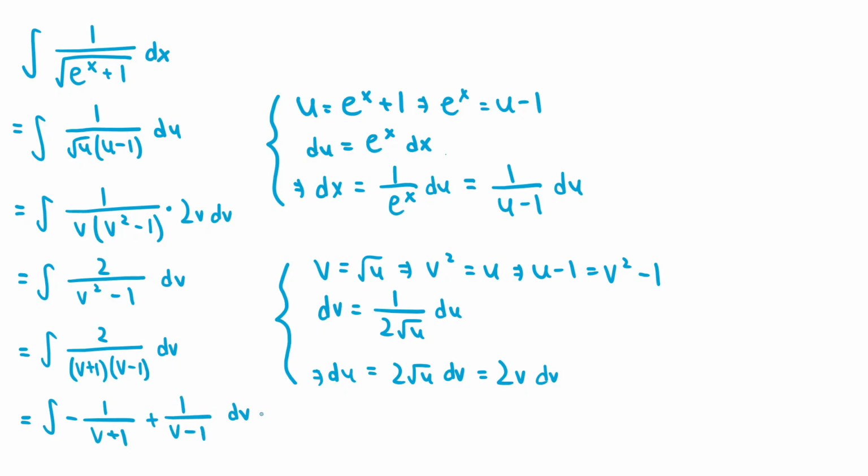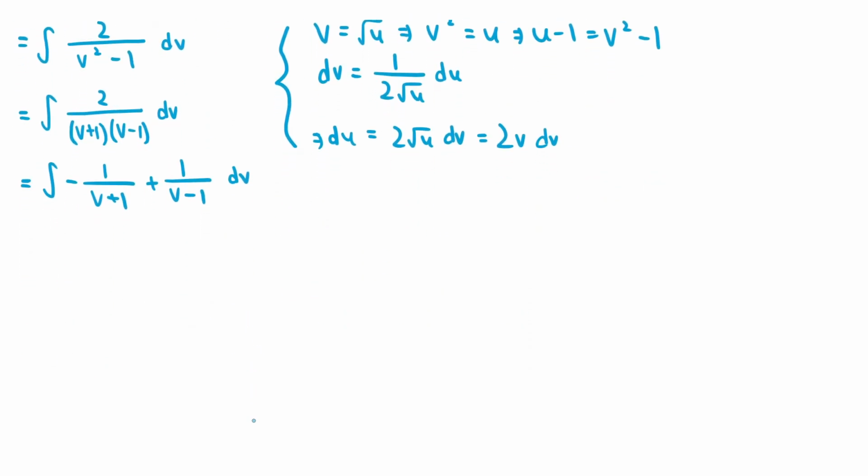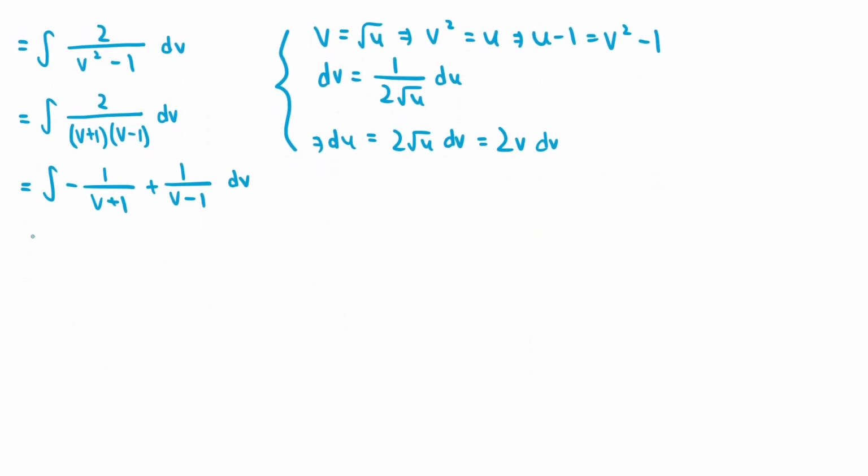And if we integrate this term by term, we end up with negative ln of the absolute value of v plus 1 from the integral of negative 1 over v plus 1, plus ln of the absolute value of v minus 1, which comes from the integral of 1 over v minus 1, plus the constant of integration c.